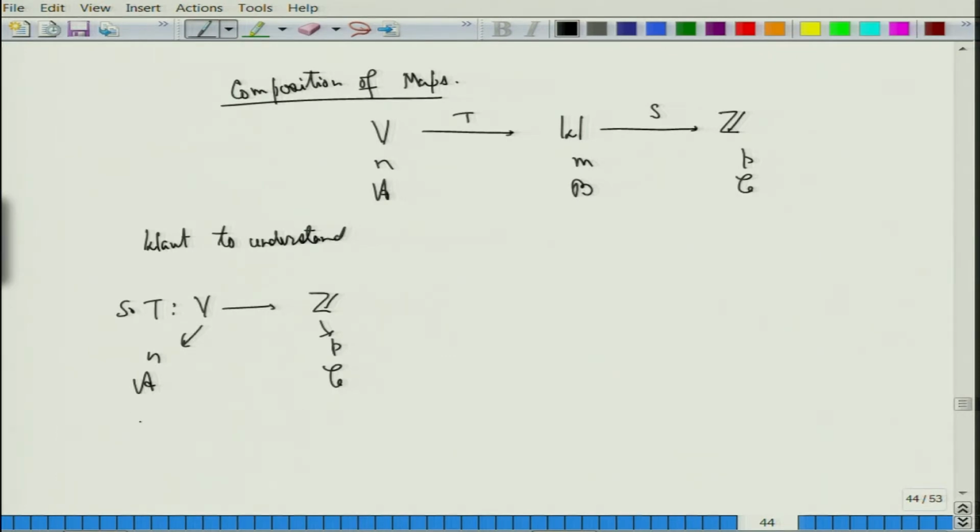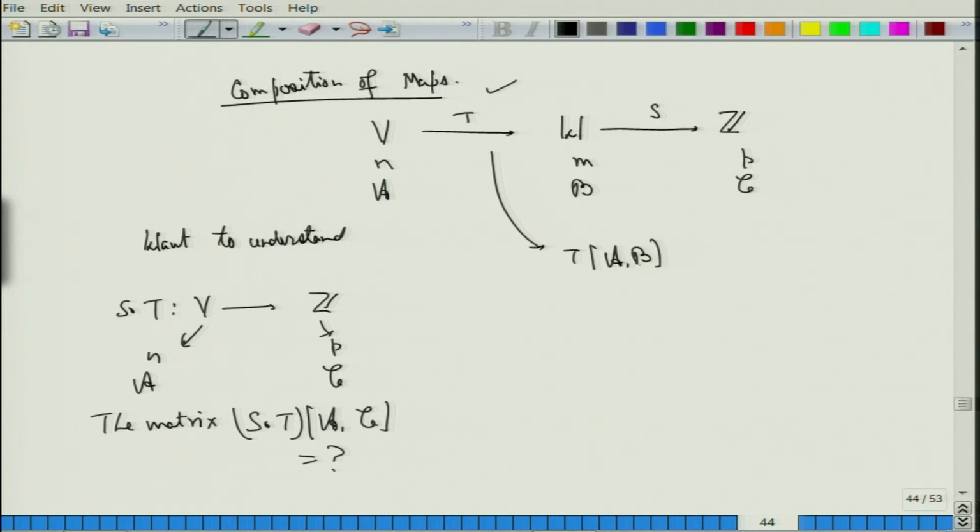I want to look at the matrix of S∘T with respect to A and C. I want to understand what this is. Is that okay? This is what I want to do. Since this is given to me, I know what the matrix of T is. T of AB is given to me. What is the size of T of AB? Recall, since I am going to multiply by N here, it will be an M cross N matrix, fine, so that it makes sense.